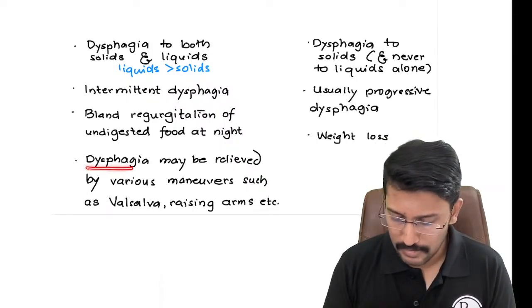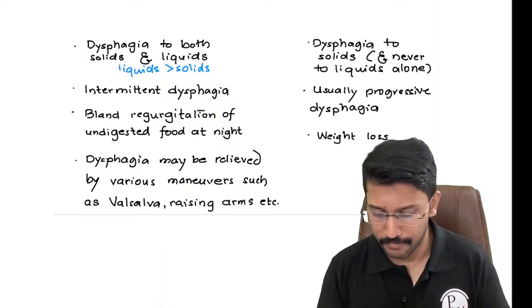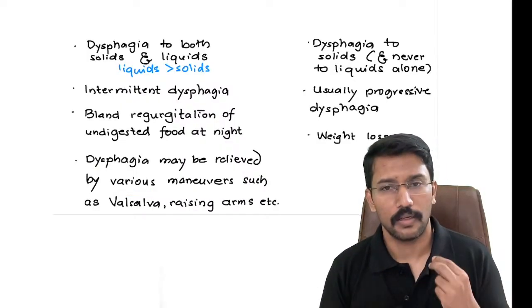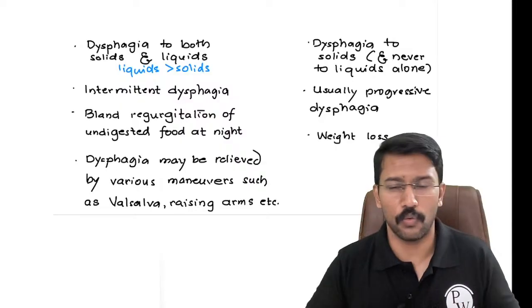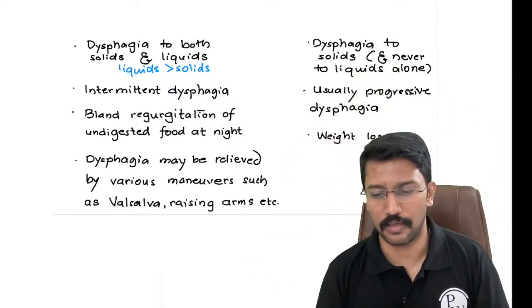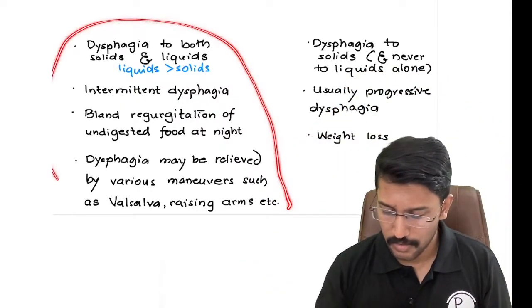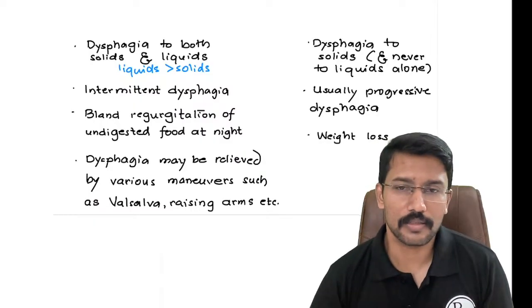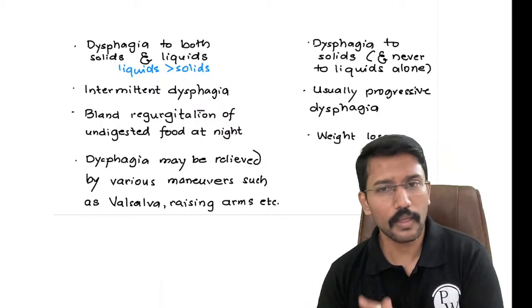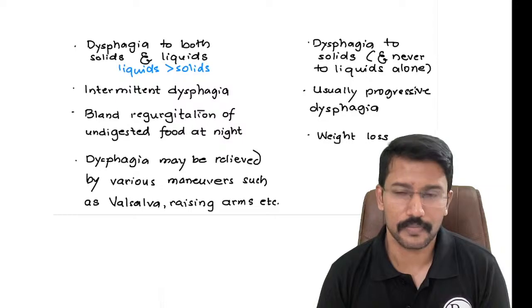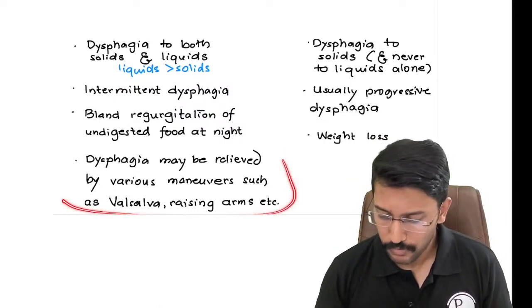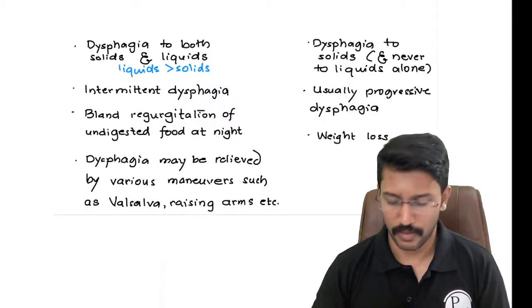Then he has dysphagia which is often relieved by maneuvers, like when you ask him to do the Valsalva maneuver, the dysphagia gets relieved, or when you raise his arms, dysphagia gets relieved. These are suggestive of motility disorders, or these are suggestive of mechanical obstruction, right? I think most of you got it right. These are suggestive of motility disorders, right?